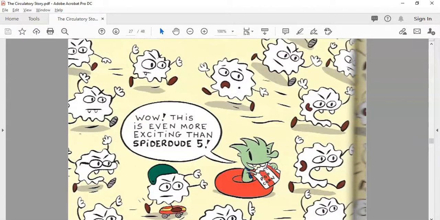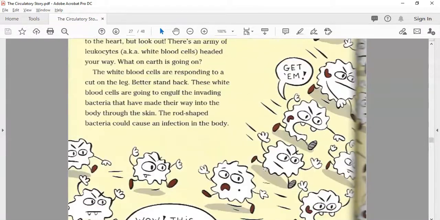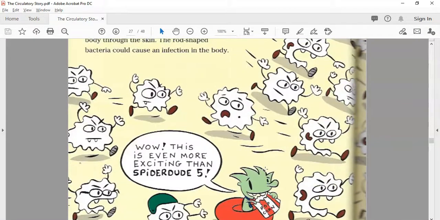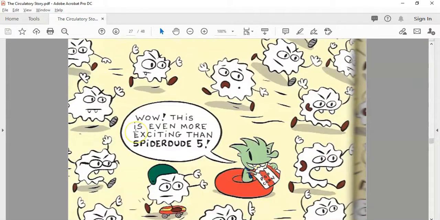But do they mean literally there's a battle going on? No, right? It's just a figurative speech saying that the white blood cells are going to attack anything that wants to come in. So look at what the little green creature is saying.